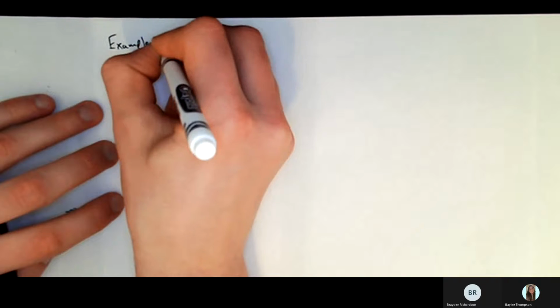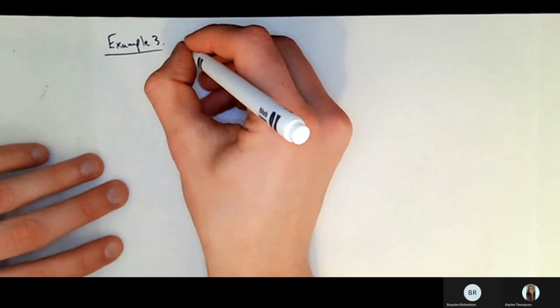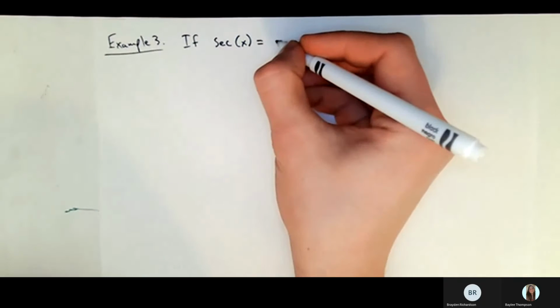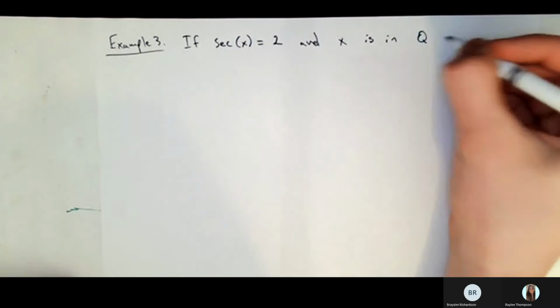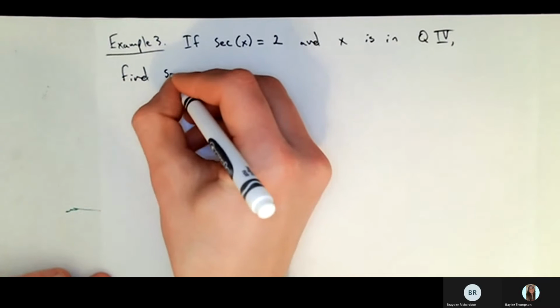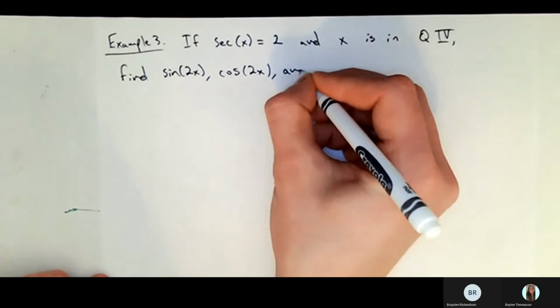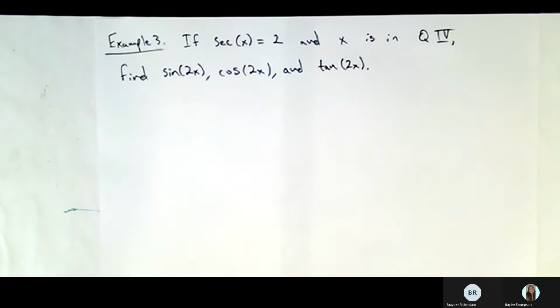Example 3. Now, what if we have a secant function given? If secant of x is equal to 2, and x is in, let's do quadrant 4, find sine of 2x, cosine of 2x, and tangent of 2x. It's going to go exactly the same.